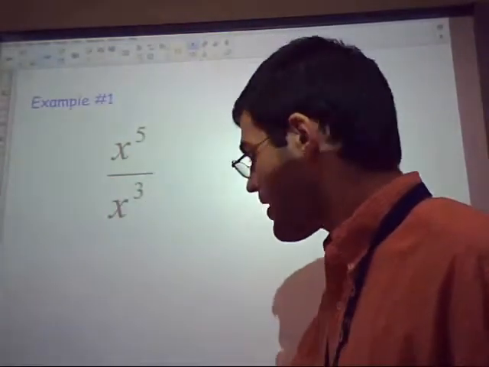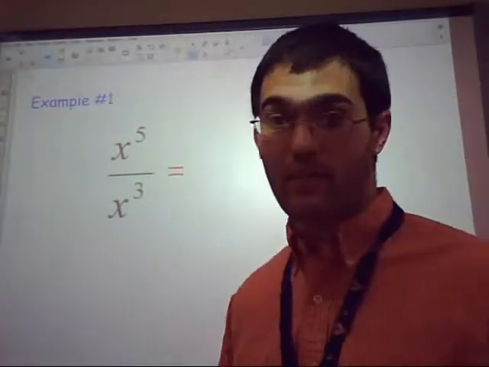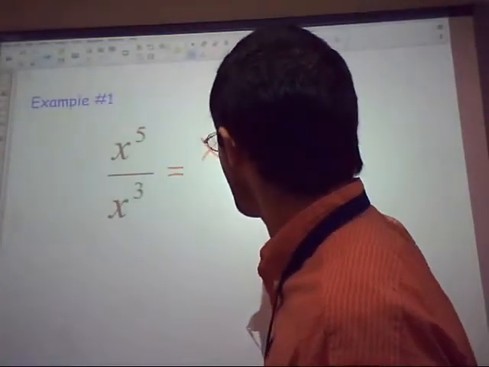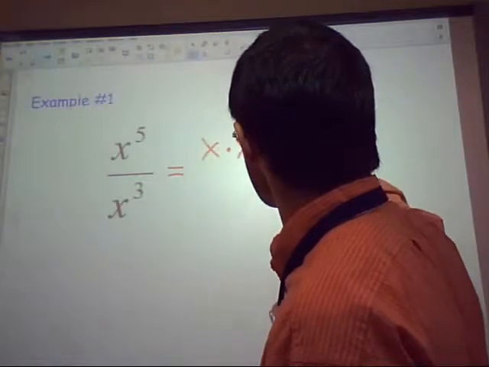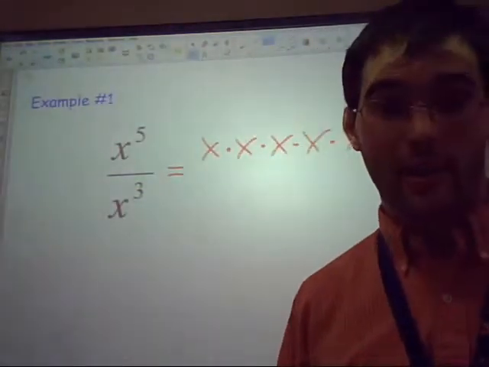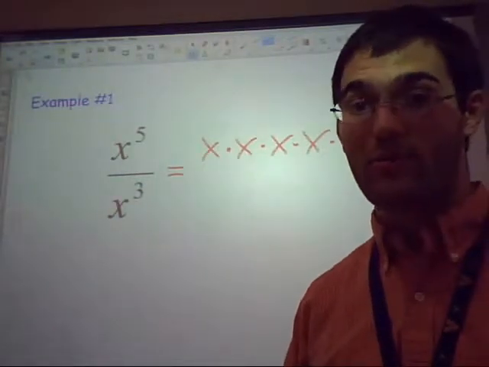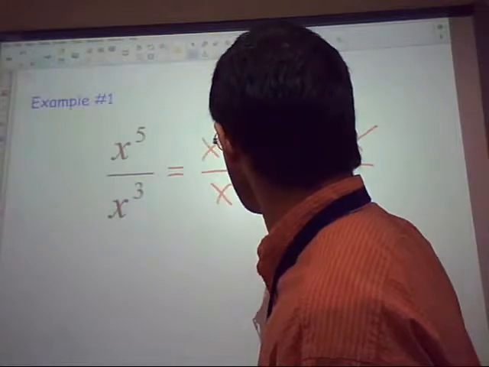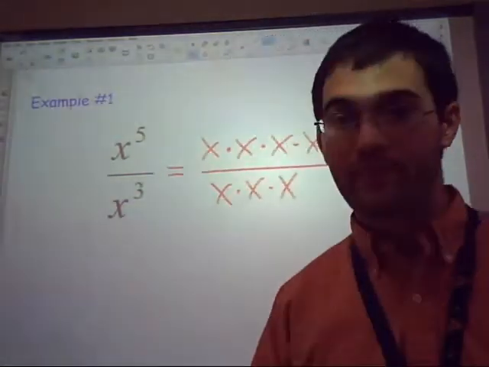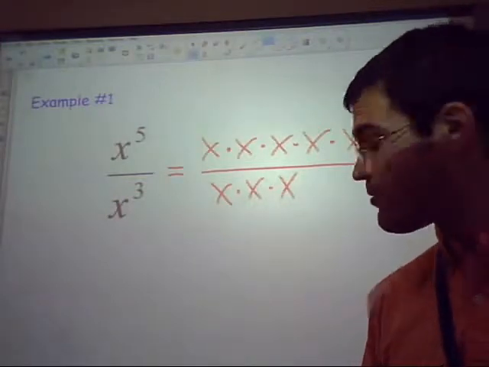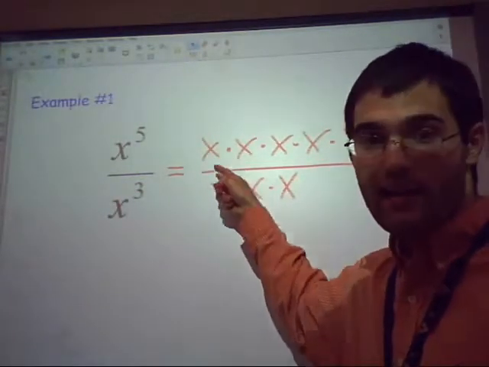So x to the power of 5, remember, is simply x multiplied 5 times. So x times x times x times x times x. And then on the bottom we have x to the power of 3, so that's x multiplied 3 times. X times x times x. Okay, so let me move out of your way here. So now we just need to remember, what is it when you divide x divided by x?